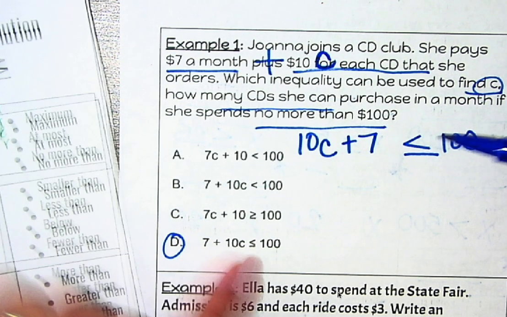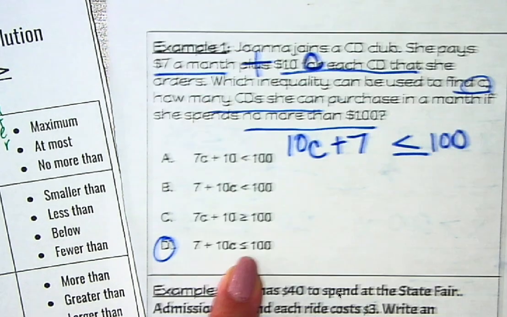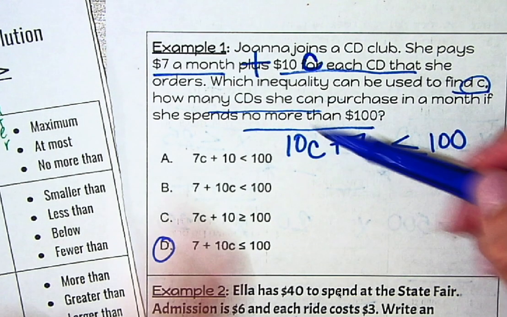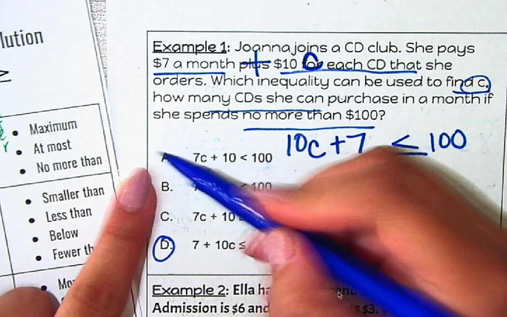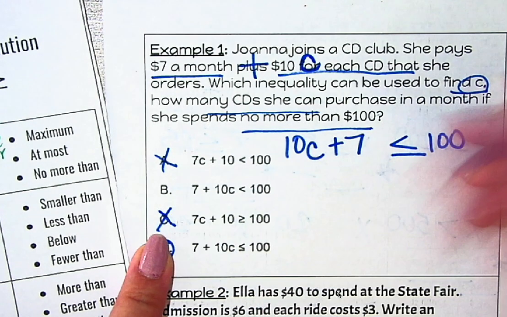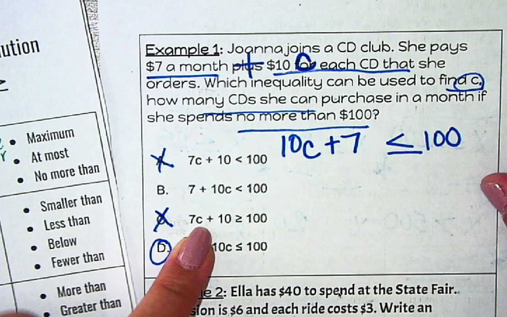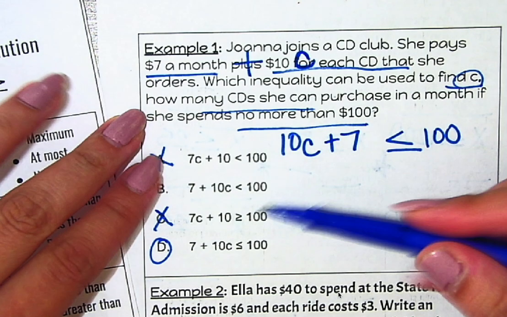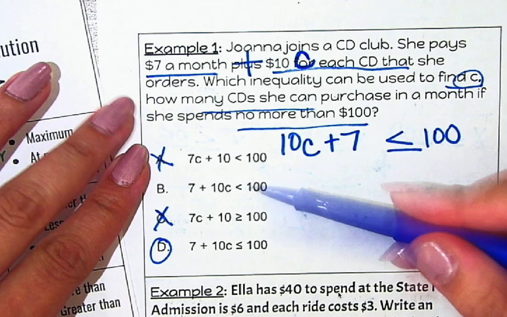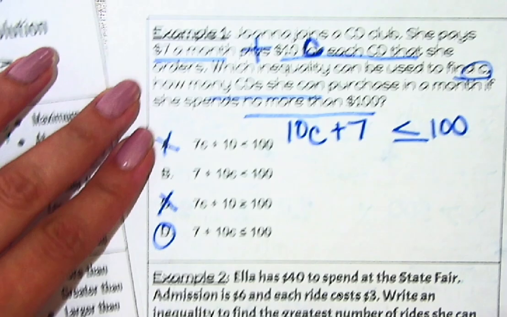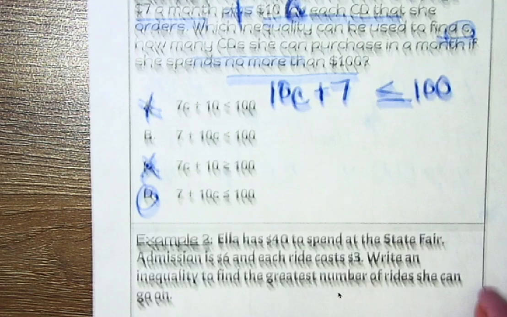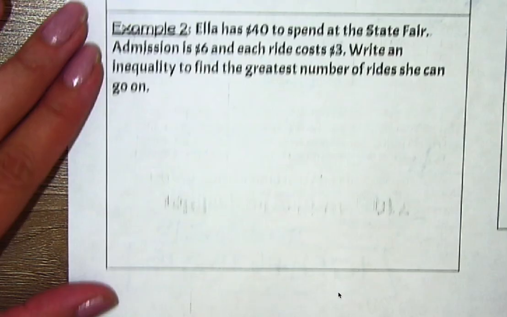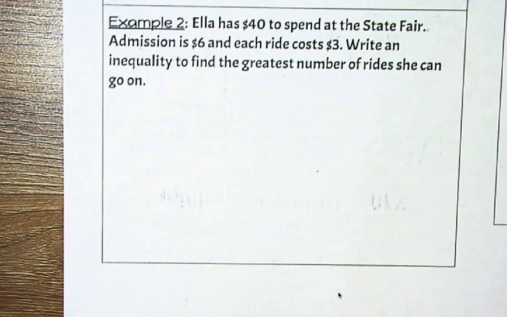We already know it's D because that's the only inequality symbol. But if we go through, we can eliminate A and we can eliminate C because that variable does not attach to the C. It attaches to the 10, right? And these two, the difference is there's not an equal sign. So the answer is D. Okay, I'm going to do this next one. And then you're going to do the check-in.